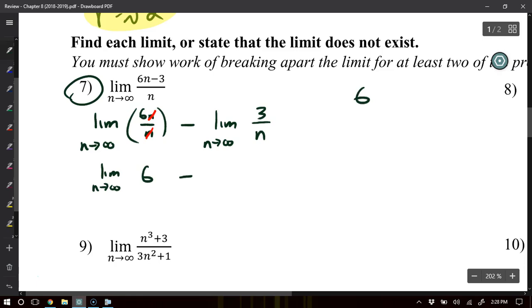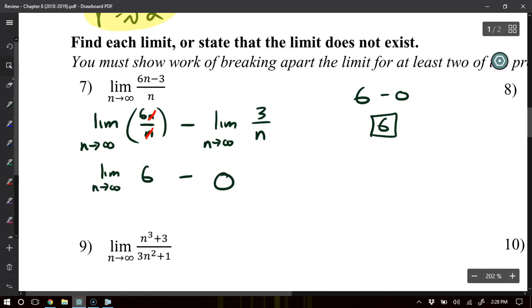Minus, what's the limit as n approaches infinity of 3 over n? Now in this case, as n gets bigger, 3 over 999999999 dot dot dot keeps getting bigger and bigger. This is going to be 0 because you're dividing by a really, really large number. So the limit there is 0. So 6 minus 0 is 6. There's your answer. That's showing all your work by breaking them apart.